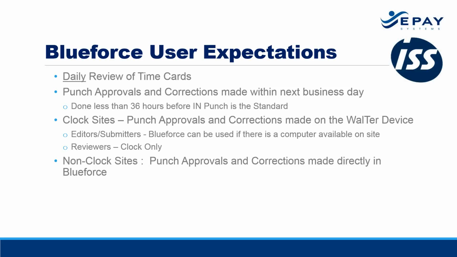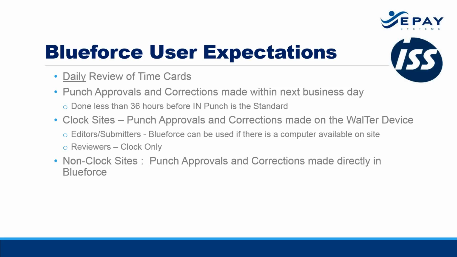Punch approvals and corrections must be made, like I said, by the next business day. Typically, if it's done within the next 36 hours after an employee has punched in, that 36-hour range is that standard. It's based on the punch in. And that's what the correction lag is looking at. It's giving you that 24 to 36-hour period to actually get that review complete, so you can still get a 4.0 score for your compliance metric.